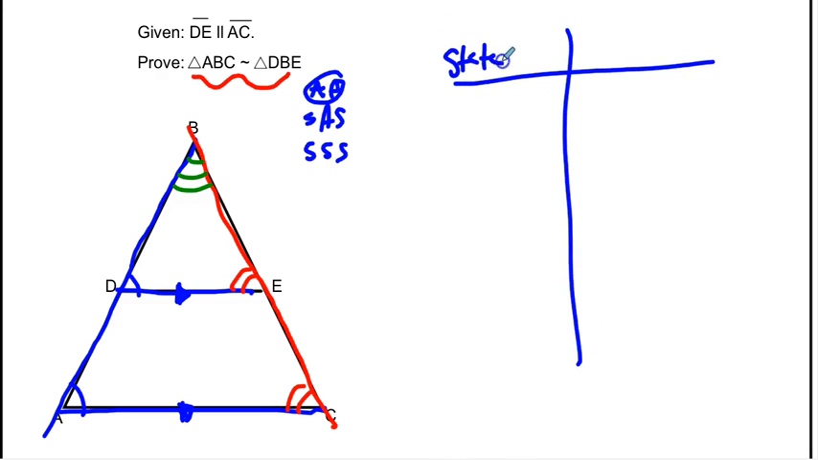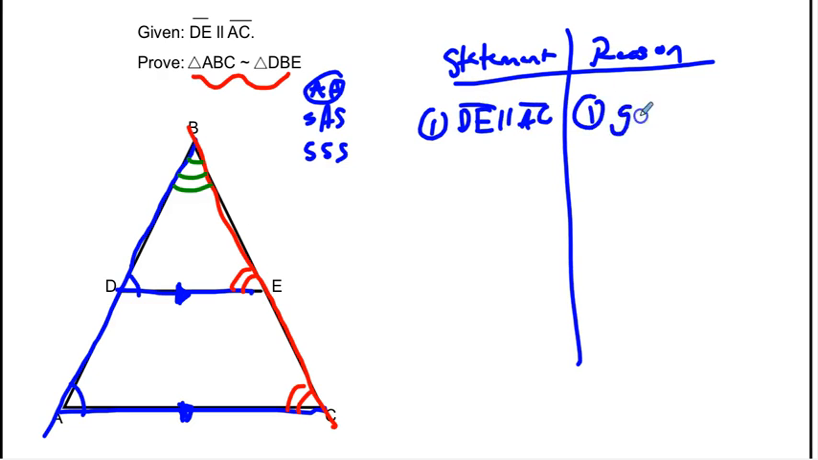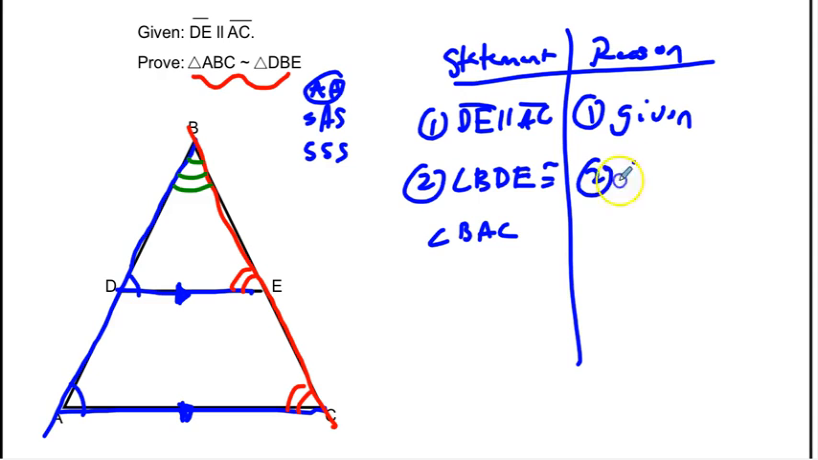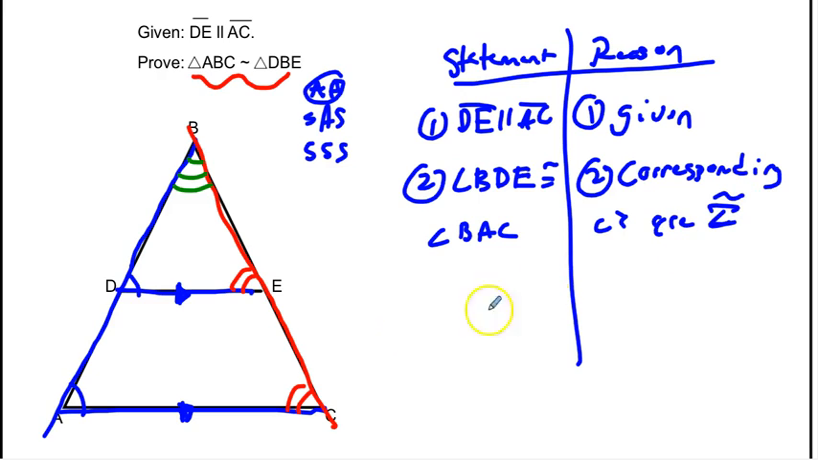So let's go for it. We have a statement and we have a reason. Okay? So 1, we'll write out our givens. DE is parallel to AC. All right? That's a given. 2, I know that angle BDE is congruent to angle BAC. How did I know that? Because corresponding angles are congruent. That says right there, angle-angle.